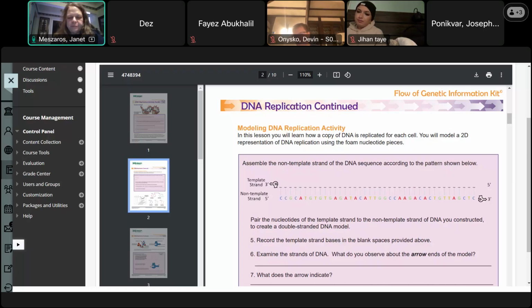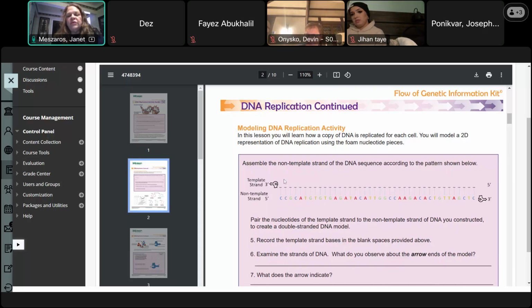All right, so these are two strands of DNA, and in real life they would be twisted like a twisted ladder. These are the bases, and these are like the rungs of the ladder that you would be stepping on. Those are where the bases are. So they're saying pair the nucleotides of the template strand to the non-template strand of DNA you constructed. So you would have put this one together already to create a double-stranded DNA molecule.